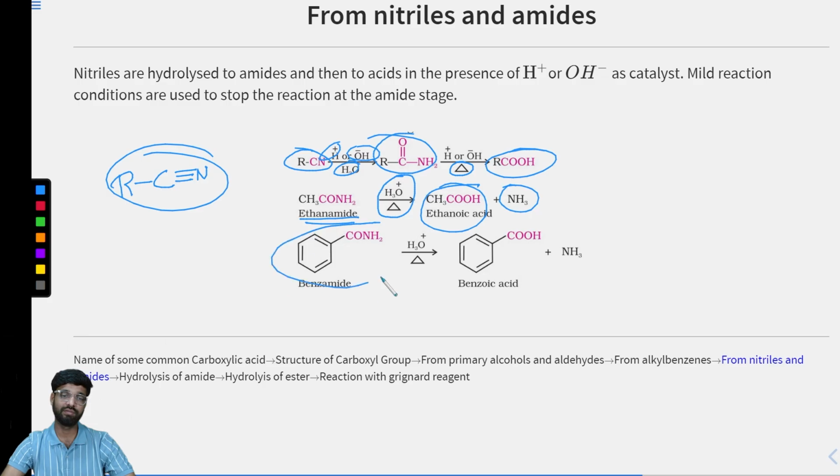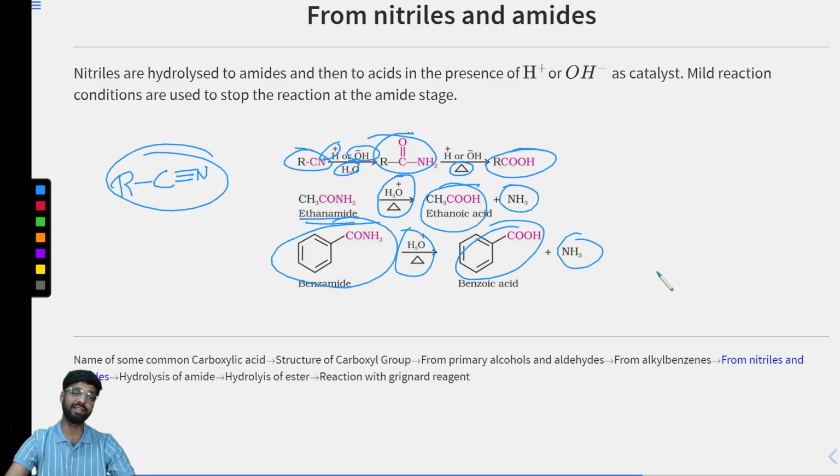Again, similar to benzoic acid or benzaldehyde, we have benzamide also. If we treat our benzamide with water and acid in the presence of heat, it also results in the formation of benzoic acid and NH3.